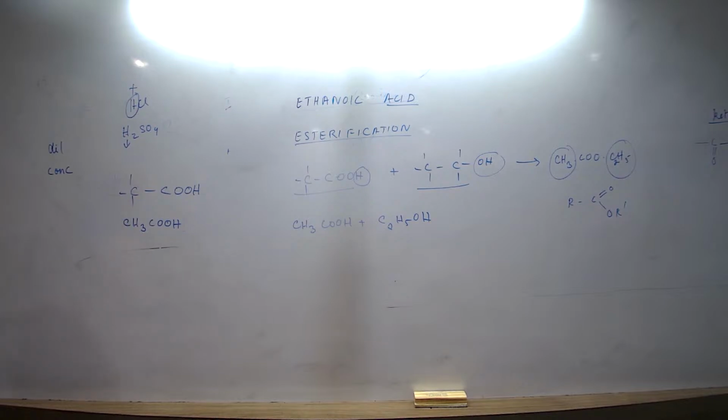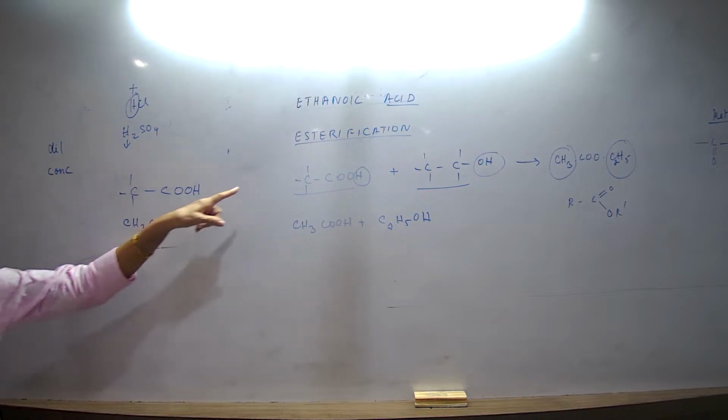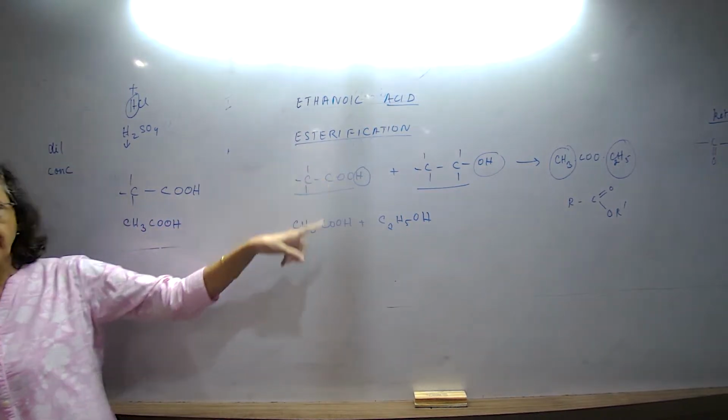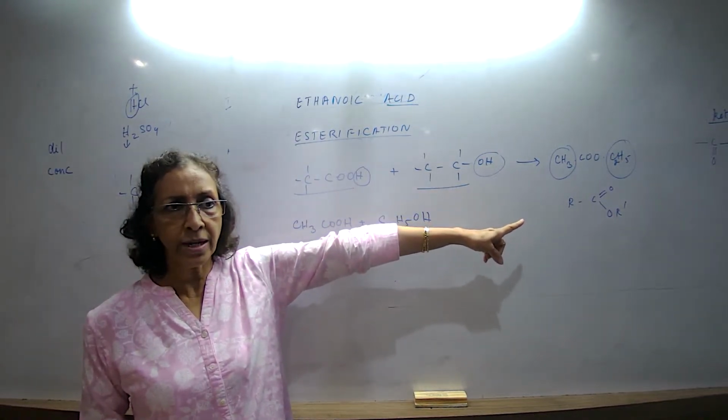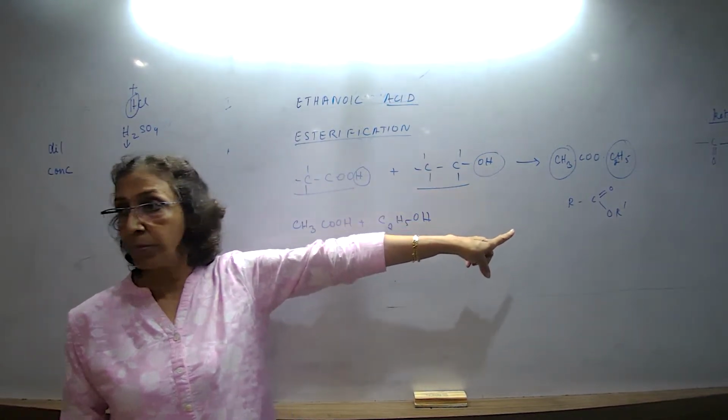So you understand that many of these organic compounds are used in different types of industries, for the manufacture of perfumes, for the manufacture of medicines. Ethyl alcohol, we have seen, is used in the manufacture of medicines, and also for making different types of flavoring agents. Now, did you understand why it is called esterification? Because an ester is produced.